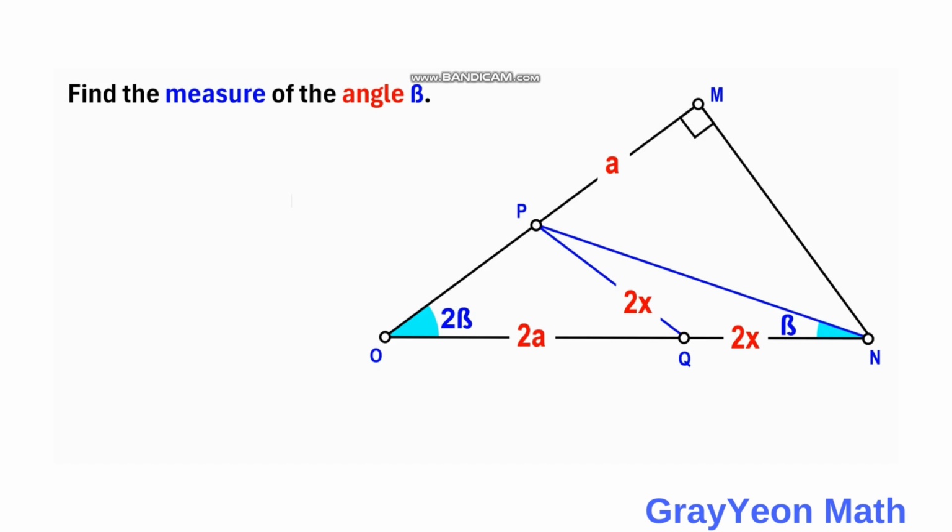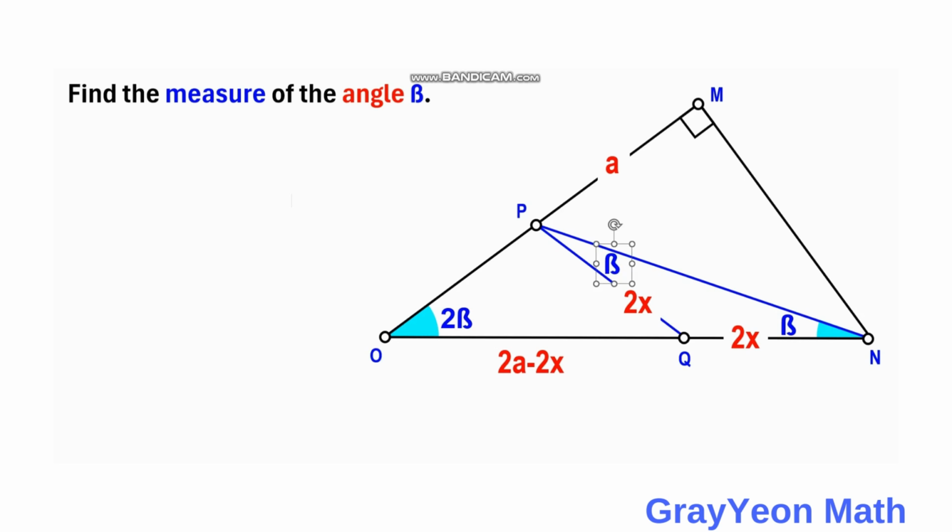Since the whole distance for ON is 2a, and we need to deduct this 2x from QN, this becomes 2a minus 2x. As you will notice, this triangle PQN has two of its sides equal, so we set it as an isosceles triangle. So the angle here at P should also be beta.